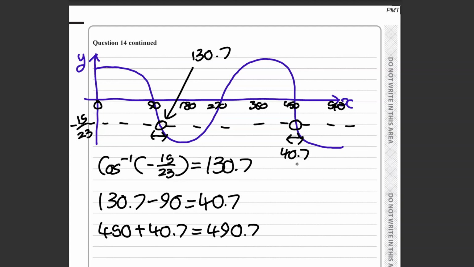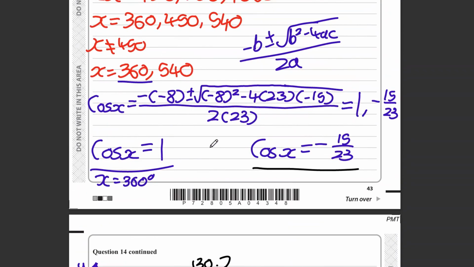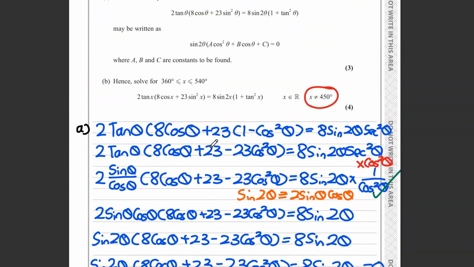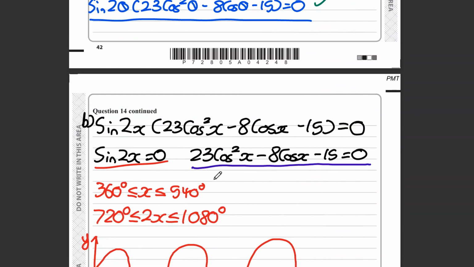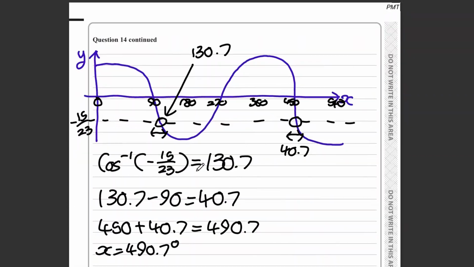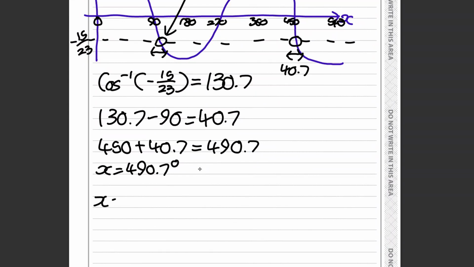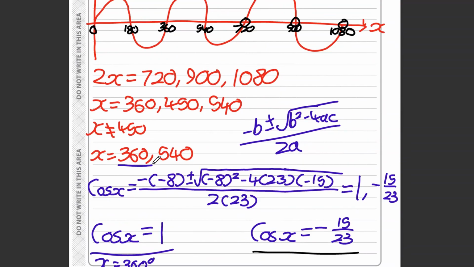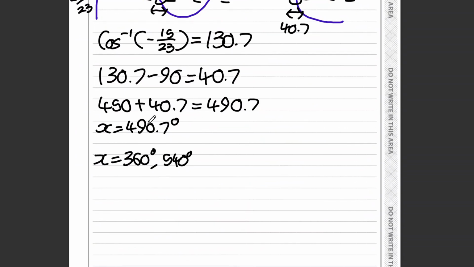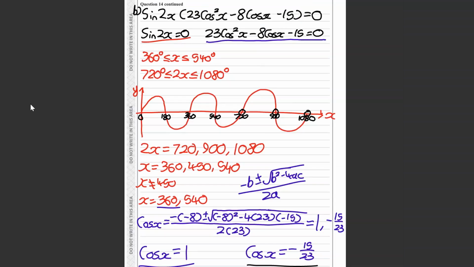So therefore this here, x is equal to 490.7 degrees. So therefore there are three solutions to this equation here. They are x is equal to 360 degrees and 540 degrees, which we got up here, and this one here, x is equal to 490.7 degrees. This question is worth 4 marks.